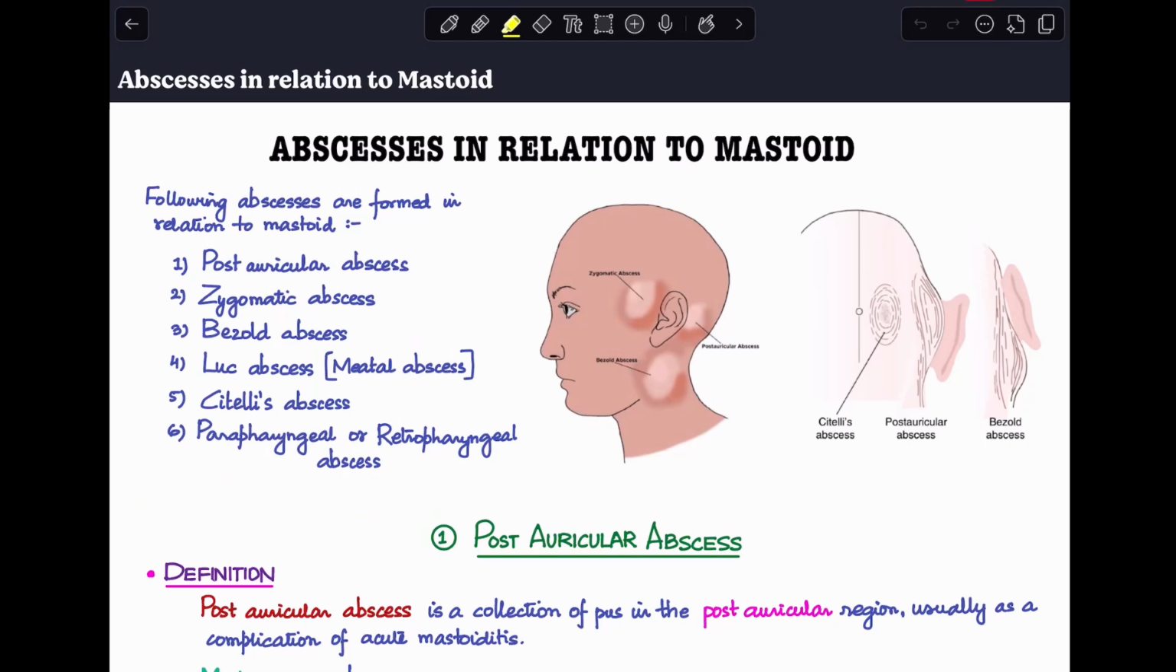Today, our topic of discussion is abscesses in relation to the mastoid. Now, this is a very important topic. This can come as a lot of Viva questions or even in NEET PG as your MCQ questions. And this is very important because this is a part of the complications of CSOM that you need to know about.